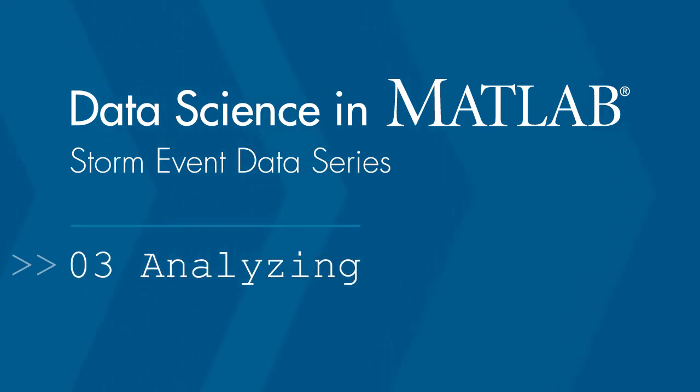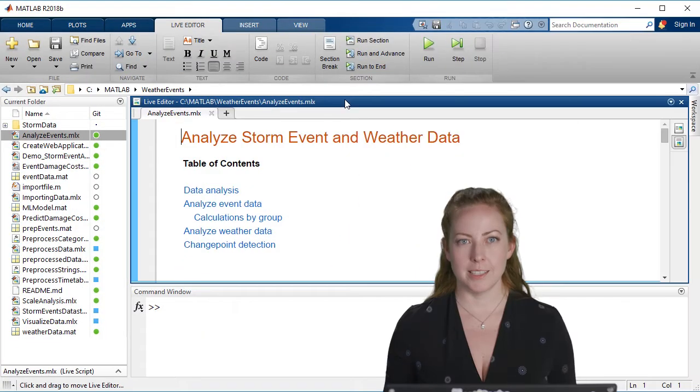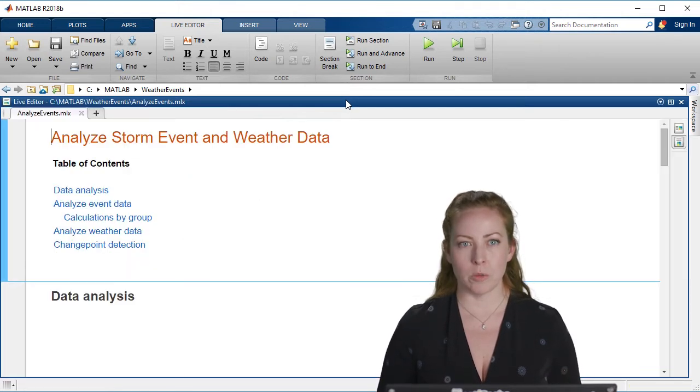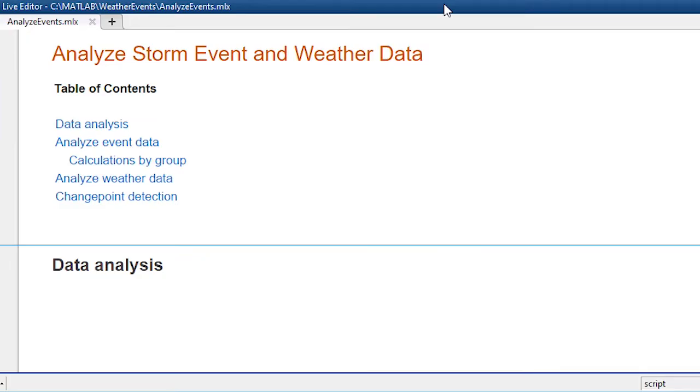In this video, we'll focus on analyzing the data in several different ways. In any data science application, there are lots of analyses that you might want to do. I will just talk about a couple of common ones that we'll use for this example: performing calculations, doing analysis by group, and also doing some change point detection and figuring out some of the seasonality like we saw with the weather data.